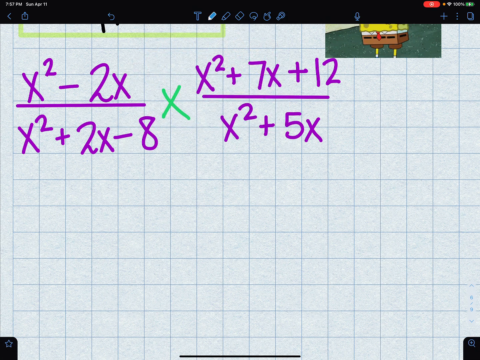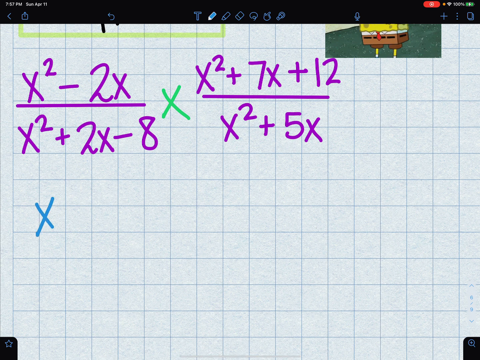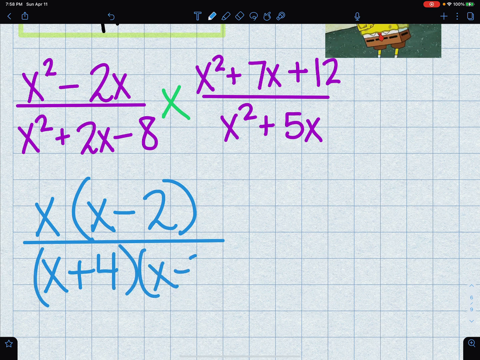We're going to factor things out and see what cancels, okay? So let's factor this one out. X squared minus 2x. Let's just grab an x out of there. And then you've got x minus 2. Okay. And then let's do this denominator right here. We're going to have to factor that. X squared plus 2x minus 8. And that factors out to x plus 4 and x minus 2, right? X plus 4, x minus 2.